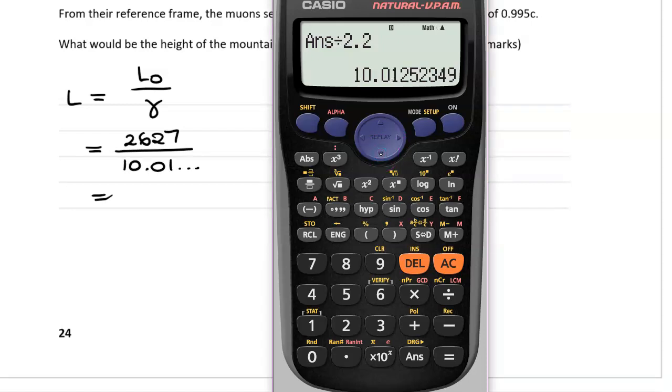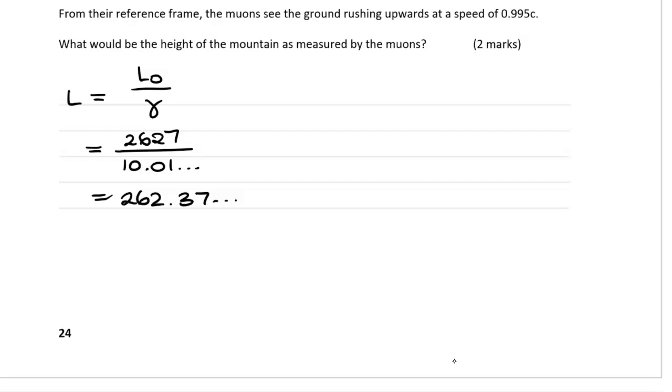So to be lazy, I just divided what we had by 2.2 to get that value of gamma back. Be really careful with this. You want to be certain you've got the value of gamma now. So if I do answers equal, great, that's fine. So 2627 divided by that value of gamma that we have stored in our answer, 262.37 dot dot dot. And 3 sig figs I think is fine. 262 meters. That's a significantly shorter length here. So that means that the muons, from their perspective, have a much shorter distance to be able to travel.